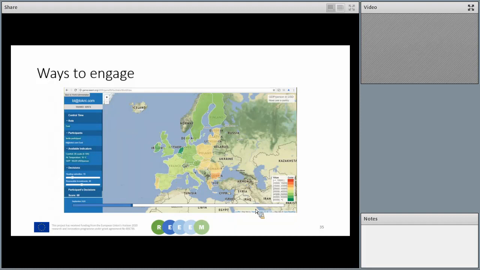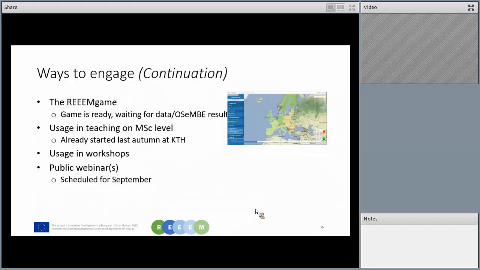And the runs with the OSeMBE model are still currently going on. That's why the game is not yet available. And furthermore, except from the REEEM game, OSeMBE is already being used on master studies level, so in courses, but as well for master theses, the model has been used and is used, and the model is used in workshops and in webinars like this.